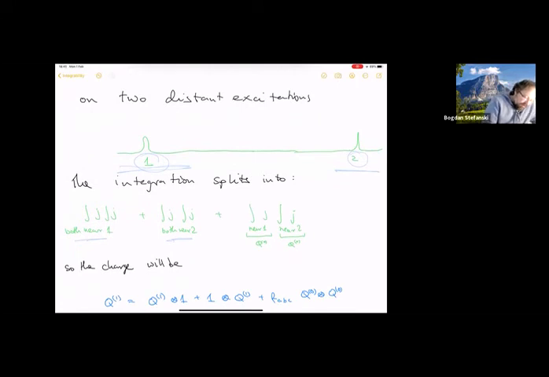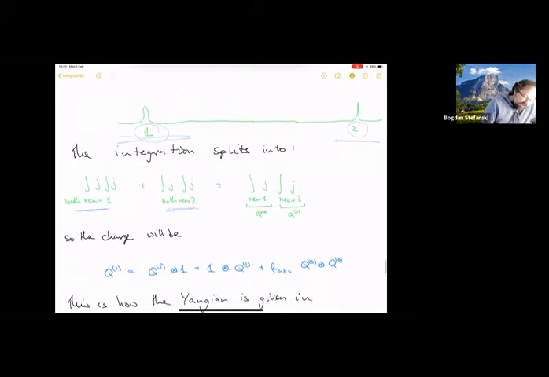And so these two regions, they just tell you that the charge acting on these two excitations acts as a sum of the charge of the first excitation and the charge of the second excitation. But that's exactly the same as you would have if you had a global symmetry, right? If you just had a global symmetry and you had two excitations, then you would just add up their SU2 charges to get the total SU2 charge, for example.